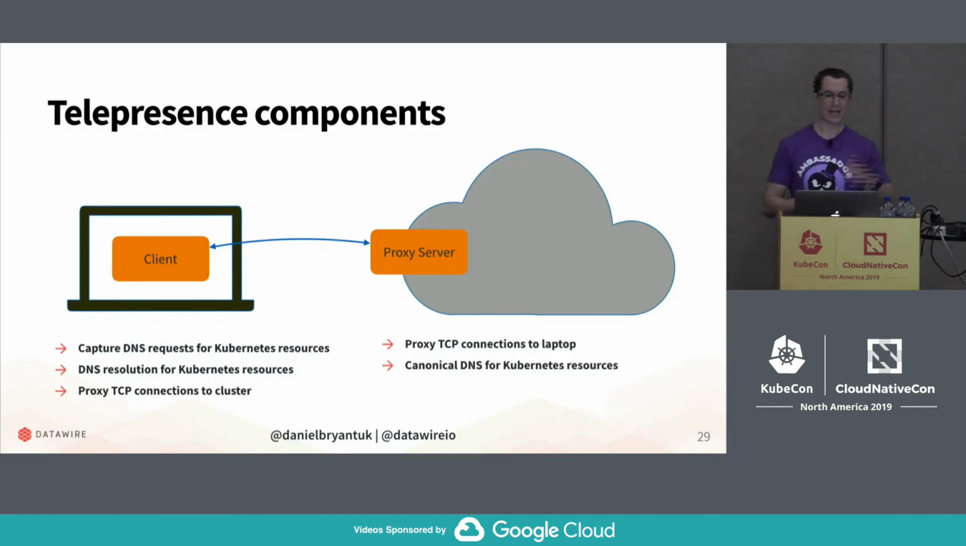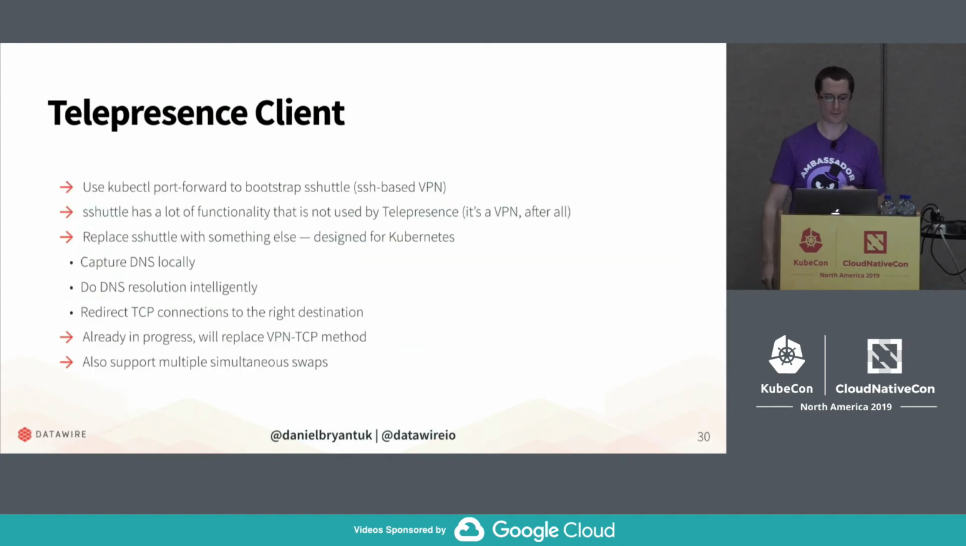So what's next? Telepresence itself is split between client and kind of server or proxy component. You see what the client does there. You can see what the proxy does there as well. We are looking at open source project contributions coming in. We're doing some things behind the scenes as well at Datawire. And the Telepresence client at the moment is using kubectl port-forward to bootstrap sshuttle, which is an SSH-based VPN.